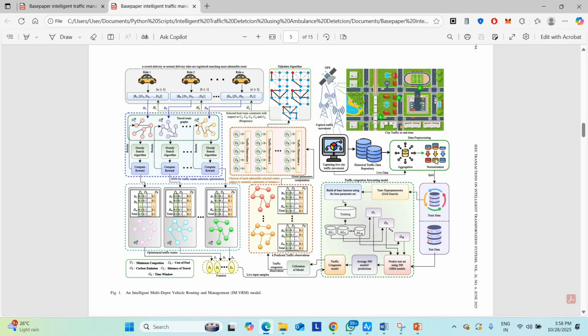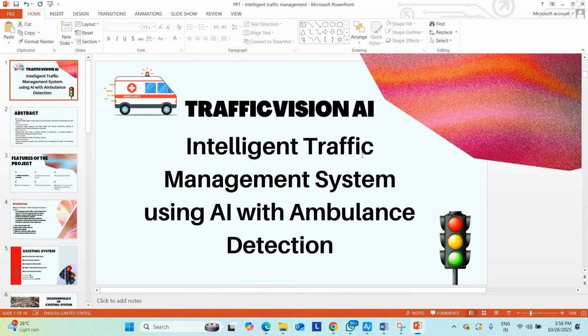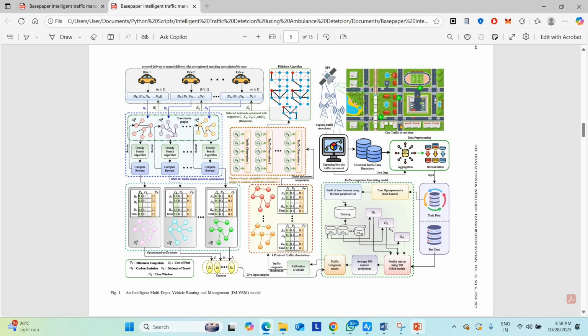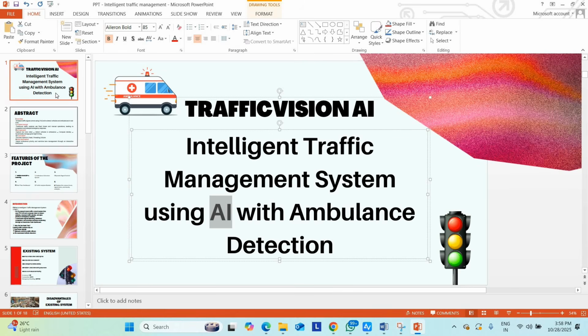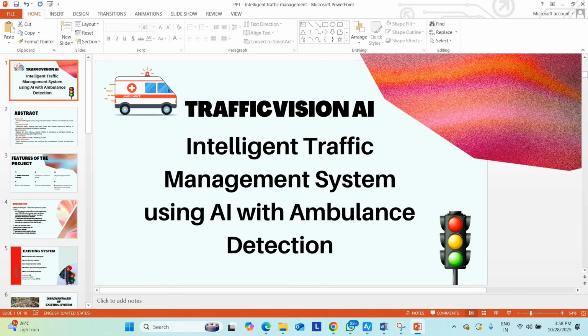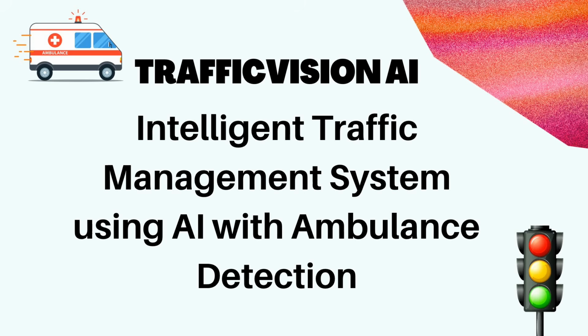So we are going for the proposed system, which is completely based on deep learning, AI. This base paper is an existing system. This is our proposed system, where we are going to use artificial intelligence. So I will explain the project PPT to give some basic knowledge about the project. We have given an intelligent name here, Traffic Vision AI. The project title is Traffic Vision AI. You can generally describe this as an intelligent traffic management system using AI with ambulance detection.